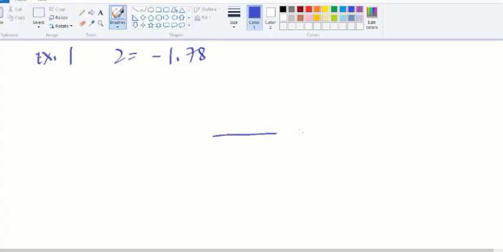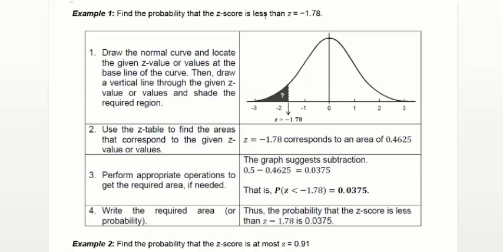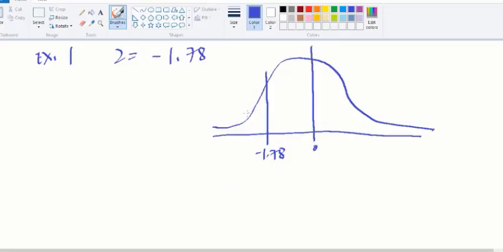So, if we graph this, actually, it's in your modules, but let's just graph it. My graph is ugly. So, this is 1, and 1.78 is close to 2. So, for example, negative 1.78 is here, and less than is here. So, this is what you will get, the area below the z-score. How are you going to get that?